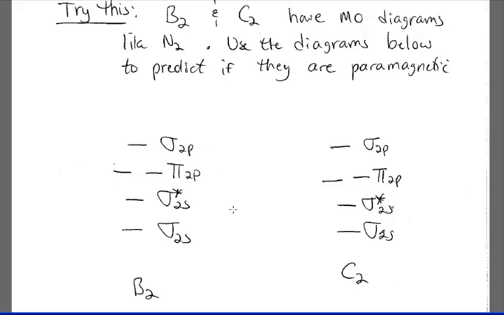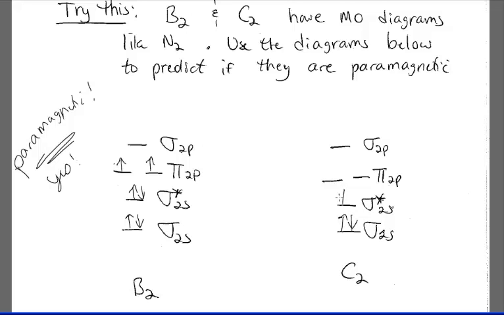Okay, so boron. Each boron has 3 valence electrons, so that's a total of 6. So we'll start writing in our 6. 1, 2, 3, 4, 5, 6. We have unpaired electrons, so we would say that this is paramagnetic. And let's do carbon. Carbon has 4 valence electrons each, so 8 total. 1, 2, 3, 4, 5, 6, 7, 8. This has no unpaired electrons, so it would be not paramagnetic.